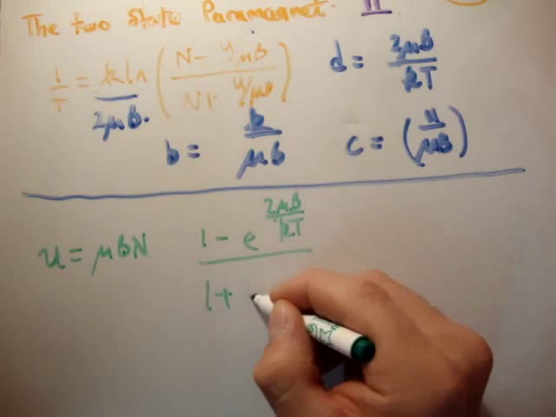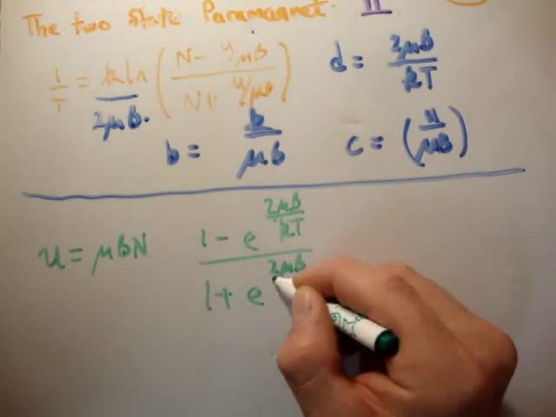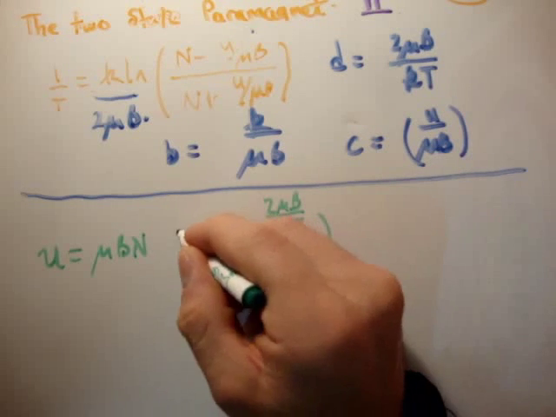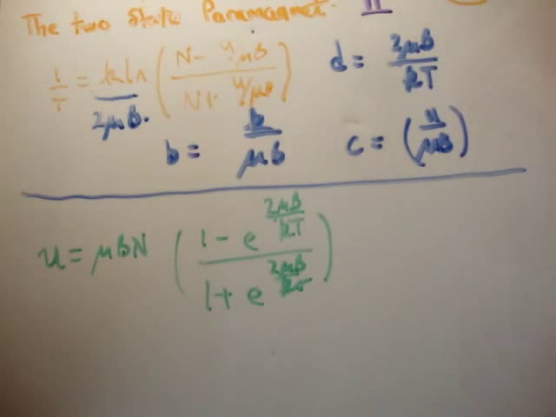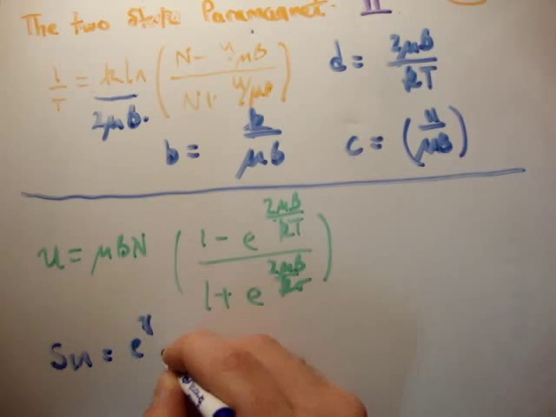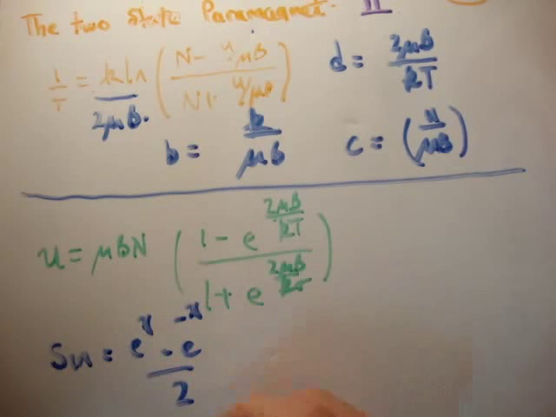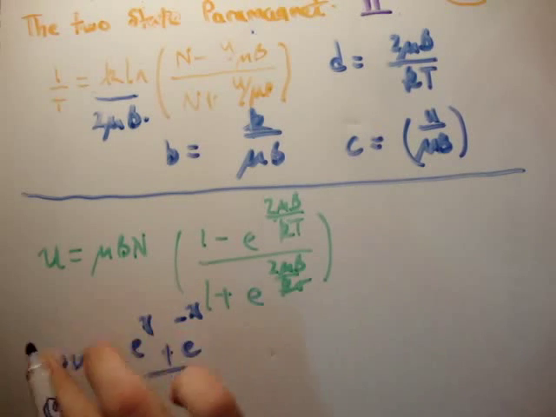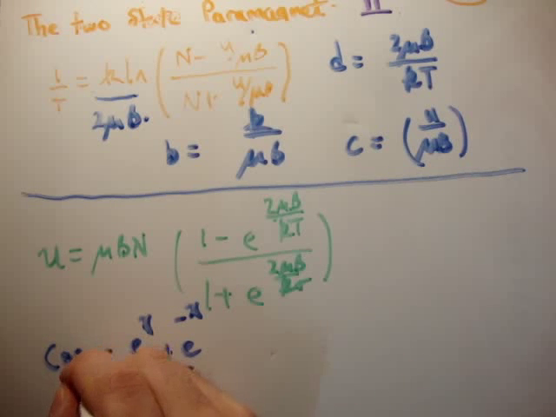1 plus e to the 2 u b over kt. Like that. Now, here's a trick. You should perhaps know this, that if we define the hyperbolic sine as e to the x minus e to the minus x over 2, and the hyperbolic cosine as e to the x plus e to the minus x over 2, and define the hyperbolic tangent as normal as sine over cos.